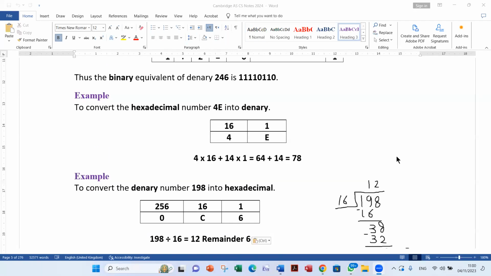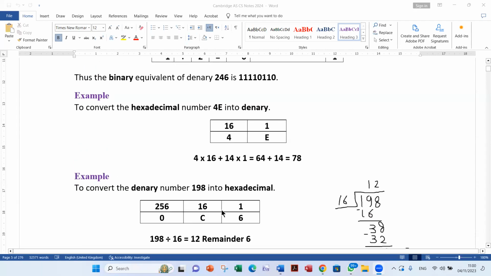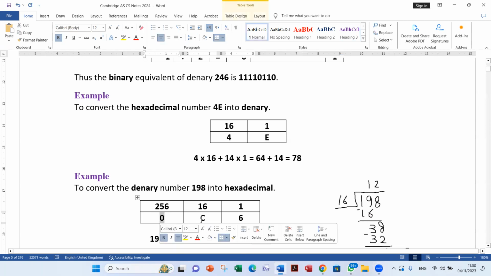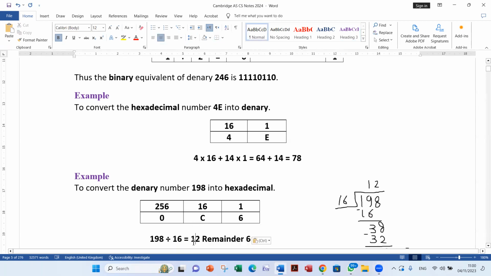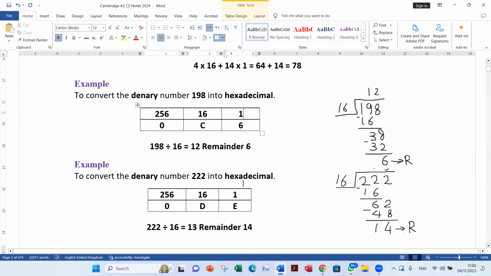Okay, excellent, all of you. 198 divided by 16 is 12 remainder 6. The 12 goes here as C because it should be a single digit. Because if you write here 12, 1, 2, it may be considered that the 1 is here, and you should not. The 12 goes into here as C. The 6 goes here as 6. Okay.